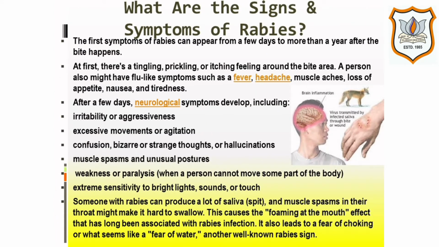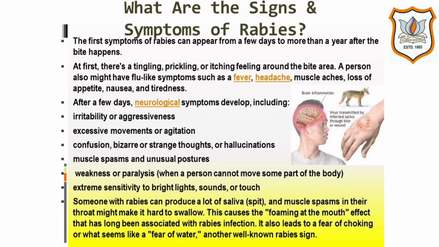Now, what are the symptoms and signs of rabies? The first symptoms of rabies can appear from a few days to more than a year after the bite happens. At first, there is a tingling, prickling, or itching feeling around the bite area. A person also might have flu-like symptoms such as a fever, headache, muscle ache, loss of appetite, nausea, and tiredness.